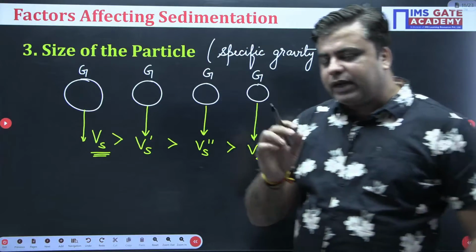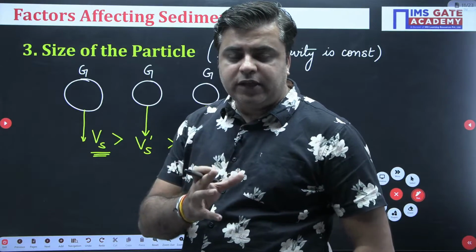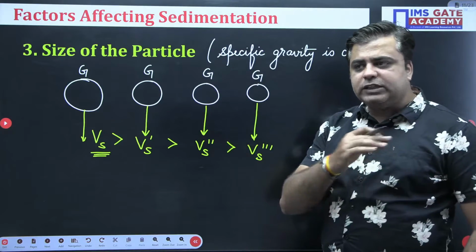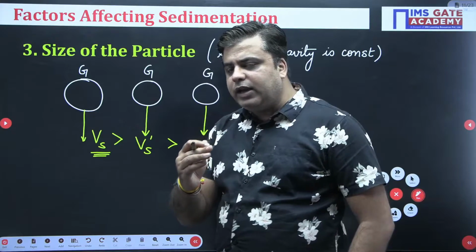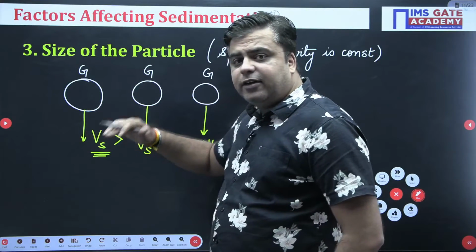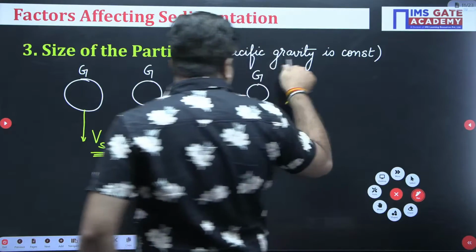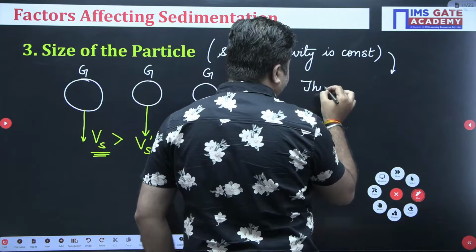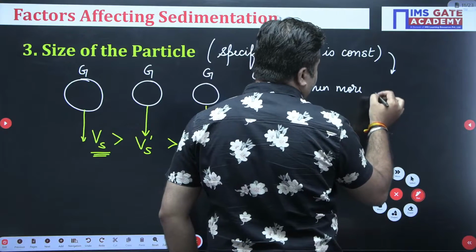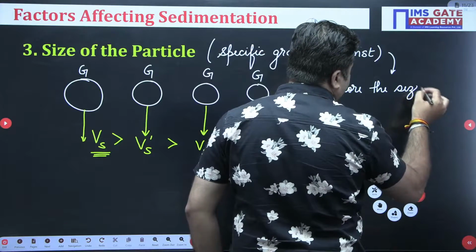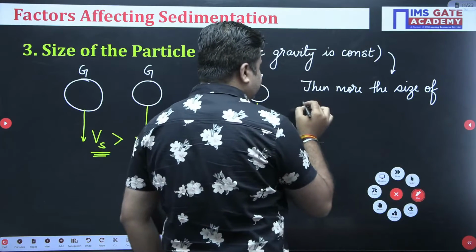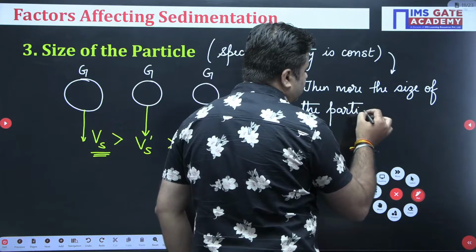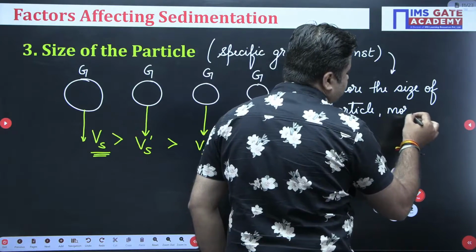So if you are comparing 4-5 different types of solids, first make sure that these solids have the same value of G. If these solids have the same value of G, then only with increase in size, settling of the solids will also increase. So if the specific gravity is constant, then more the size of the particle, more will be the settling of solids.